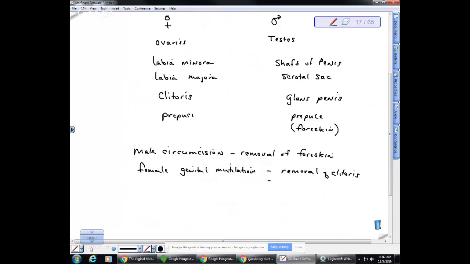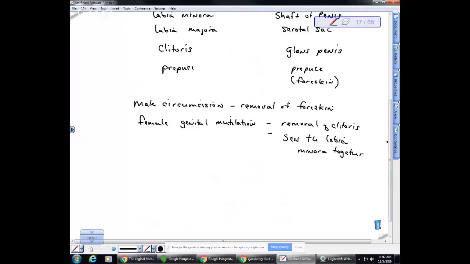And sometimes also what they do is they sew the labia minora together. And the result of this process actually makes copulation very painful, right? So copulation is painful and it's more difficult, right? And obviously not as pleasurable as if the clitoris was present, right?